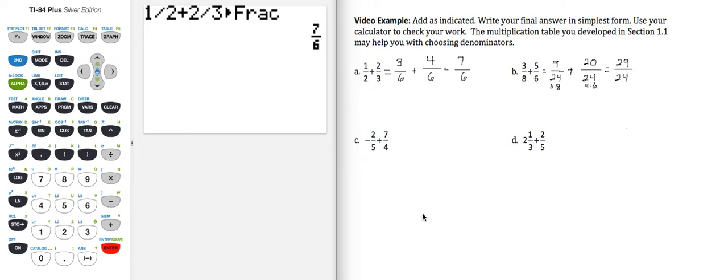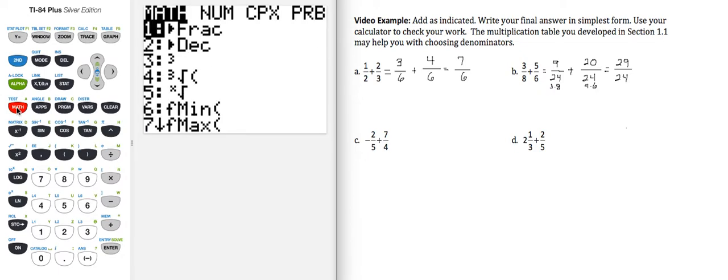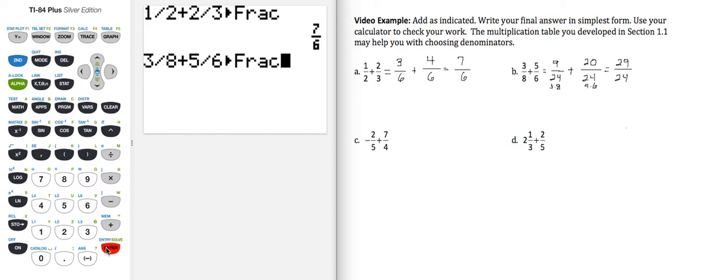Let's double check on our calculator. 3 divided by 8 plus 5 divided by 6. I want the answer as a fraction. Enter. Gives me my result, confirms 29 over 24.